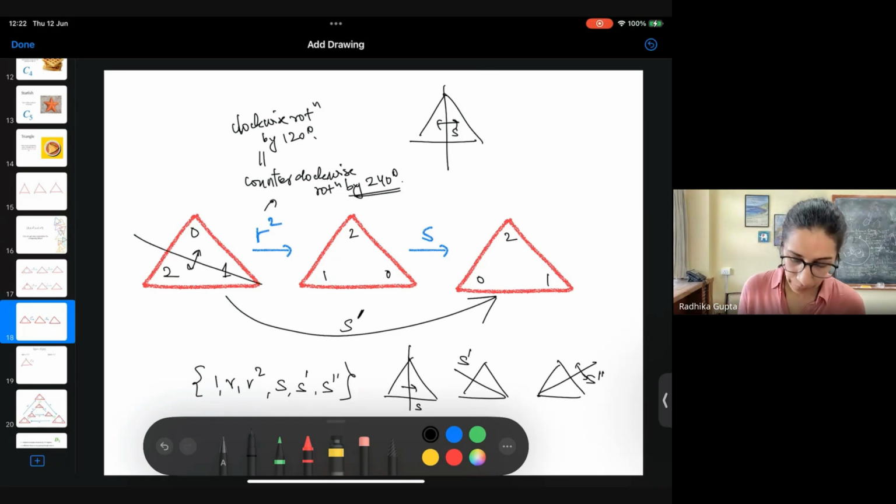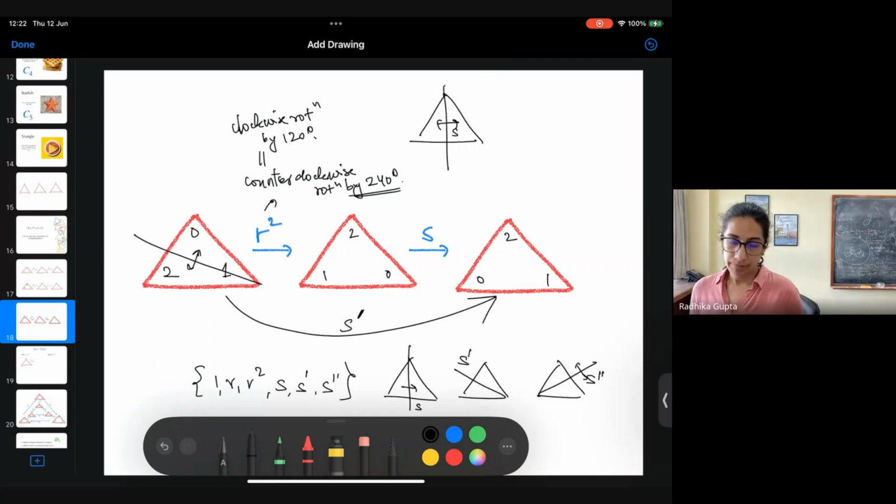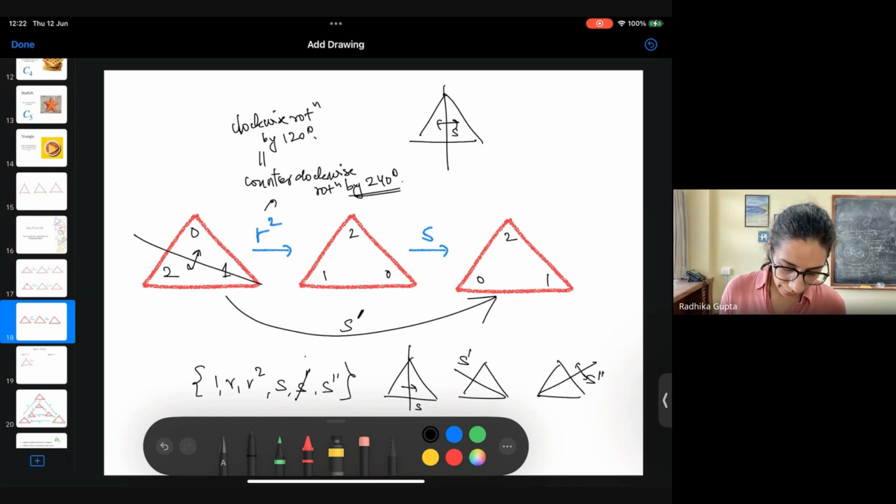What I did was I just flipped around that vertex. So by composing these, I did not create a new symmetry. I created something I already had. So in fact, instead of writing S prime, I have to pick a convention. Let's write it like functions. So I do R squared first and then I do S. So S prime is the same as R square S. And you can check, I will leave this as an exercise, S double prime is the same as SR.